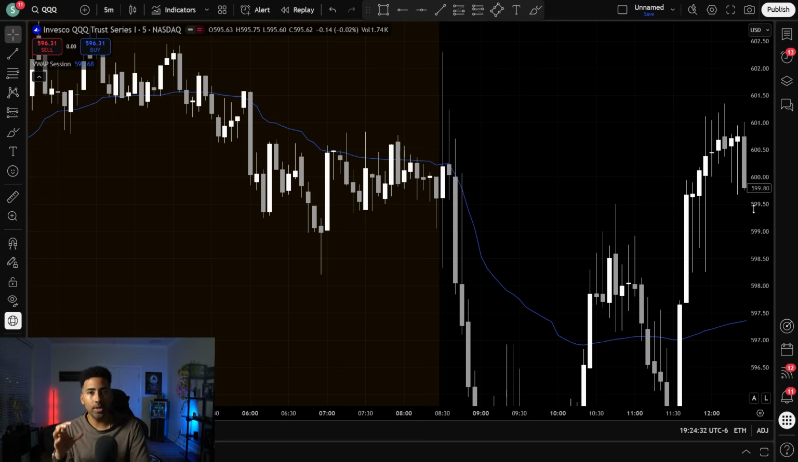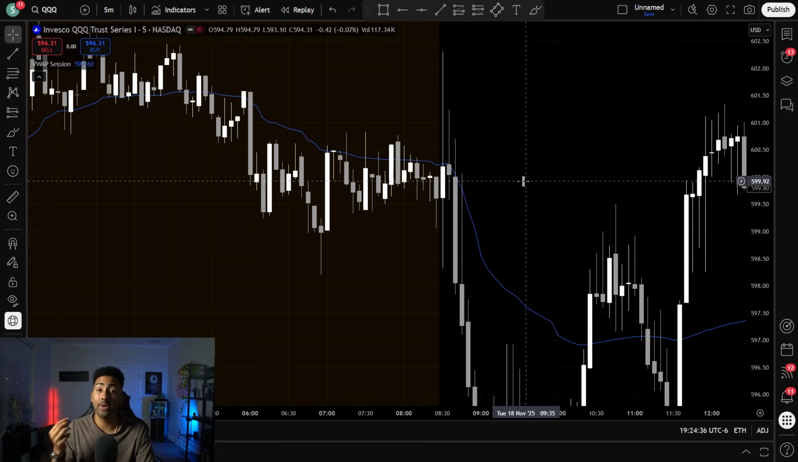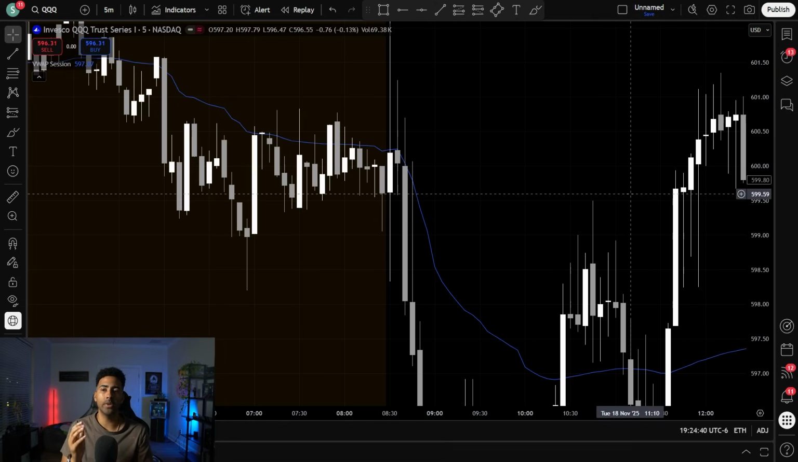Now, the way that we trade the liquidity grab is very simple. It has an insanely high win rate, but it's actually very, very simple to spot. So like I said before, we're always going to make sure that we are taking trades at the VWAP line, never super far away from it.